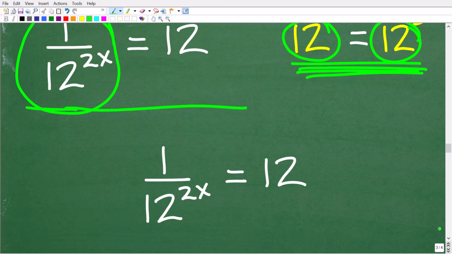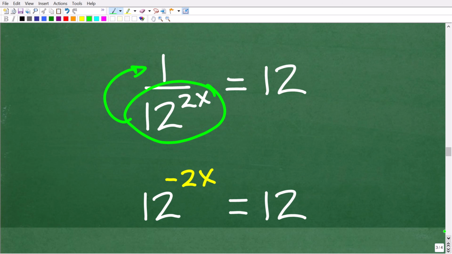Okay, so what we want to do is get rid of this fraction. Okay, so we want to write this entire thing up in the numerator. So that is a bit of a clue. And how do we do that? Well, all we're going to do is change the sign of this exponent. Okay, so instead of 1 over 12 to the 2x power, this is equal to 12 to the negative 2x power over 1, right? So I just picked up this entire power and put it up in the numerator, and this is going to go from positive to negative.